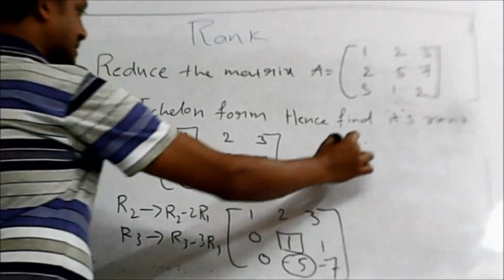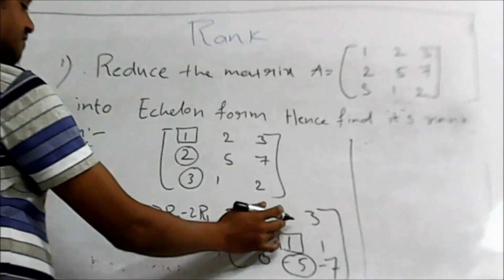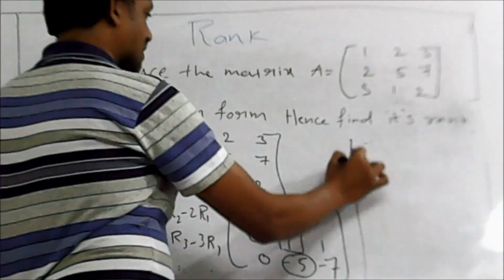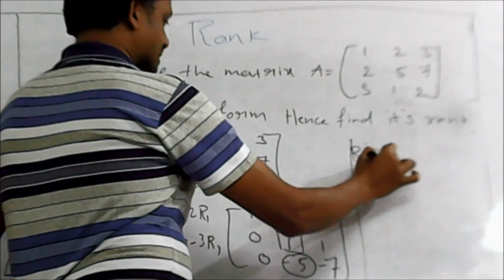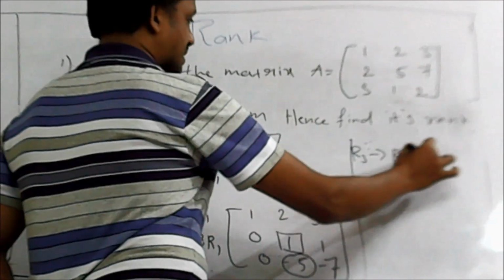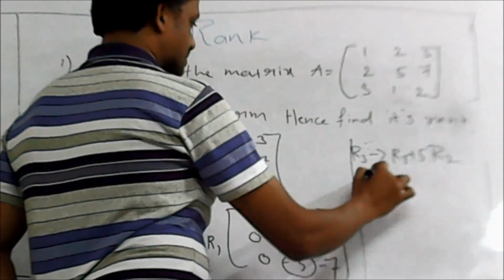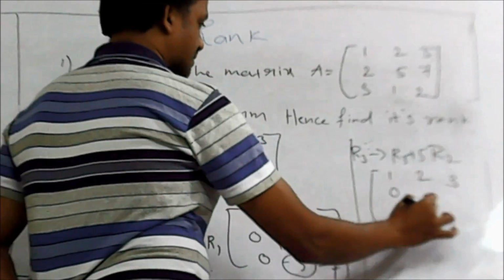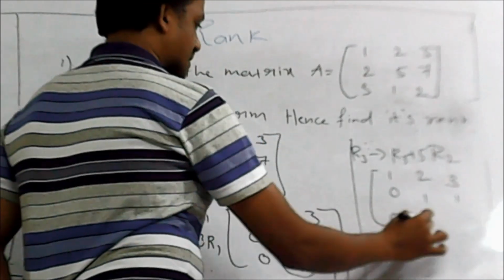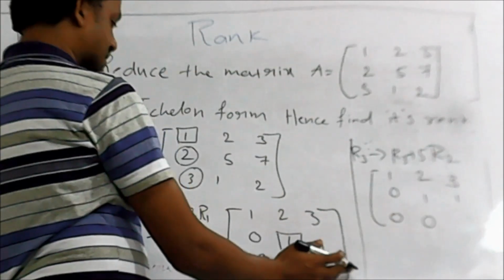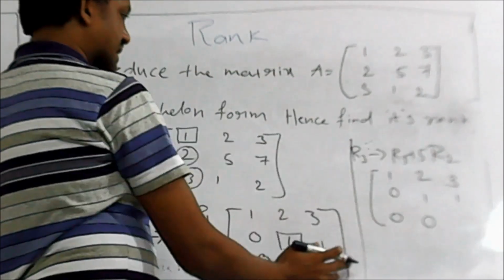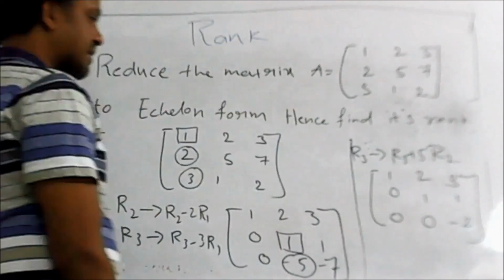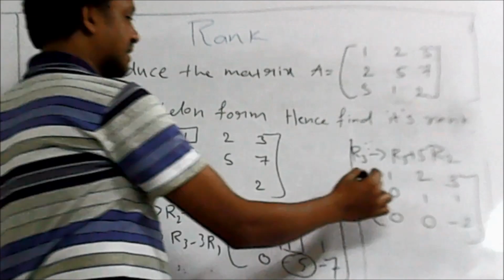Then we need to apply a row transformation to convert this element to 0. So what is that operation? Here minus 5, here 1. So you need to multiply the second row by 5. So R3 tends to R3 plus 5 times R2. So it will become 1, 2, 3, then 0, 1, 1, and 0, which will automatically become 0. The third one: minus 7 plus 5, so minus 2. Right? So it is converted into an upper triangular matrix.